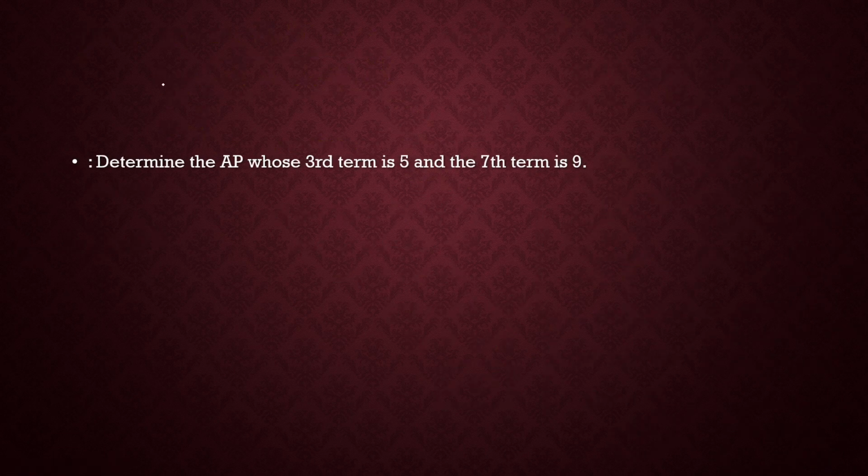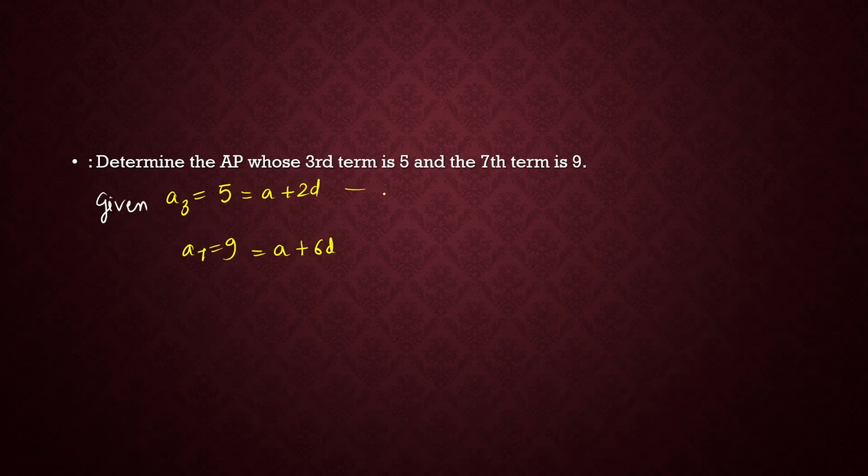Next question. Determine the AP whose third term is 5. Okay, so let's write the given. In the given part, what they told us, that the third term is 5. That is a3 is equal to 5. And the seventh term is 9. a7 is 9. Now the basic thing, what is a3? It's nothing but a plus 2d. And what is a7? It's nothing but a plus 6d, right?